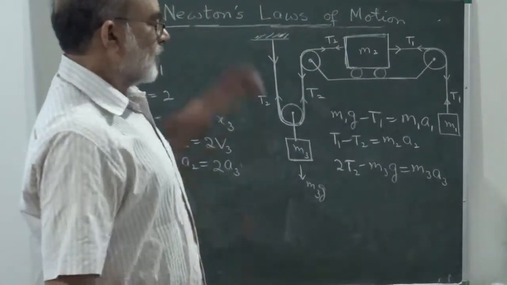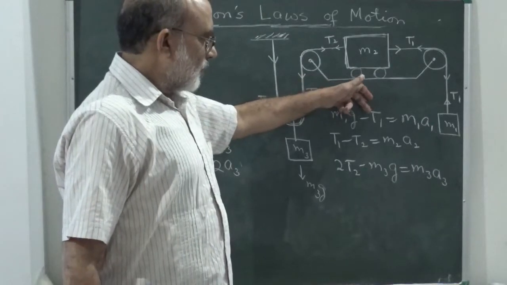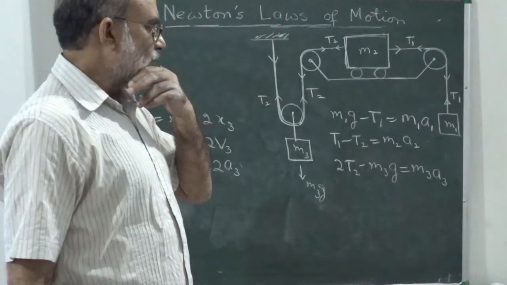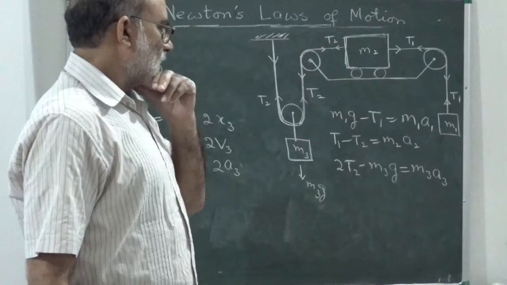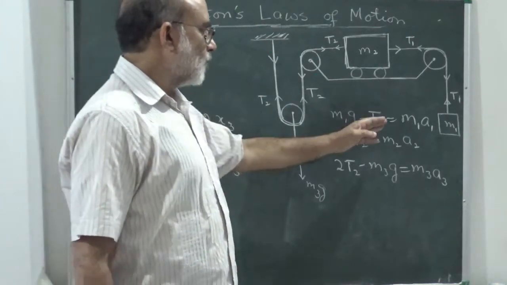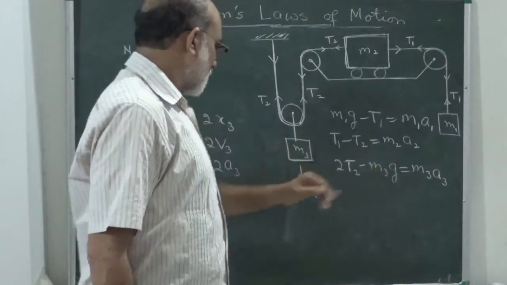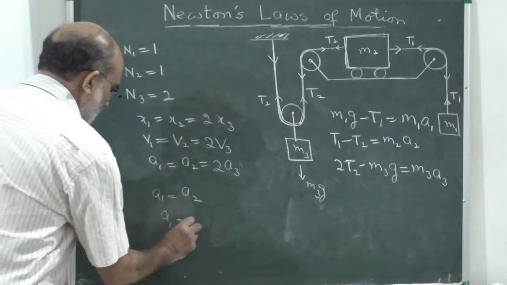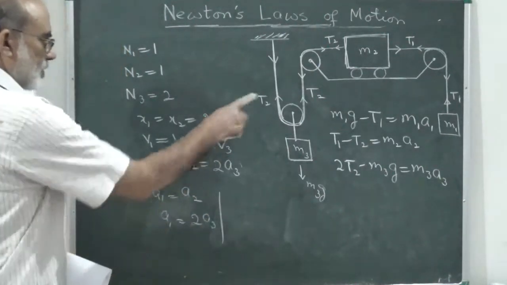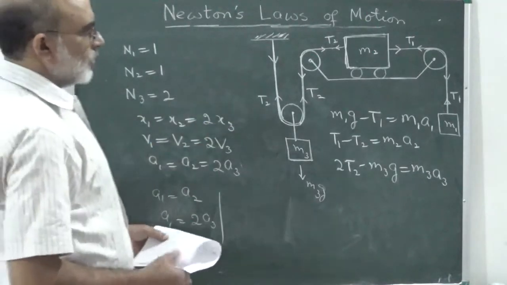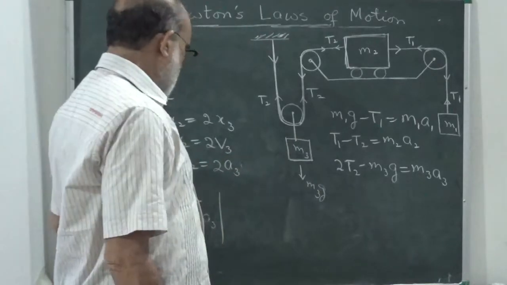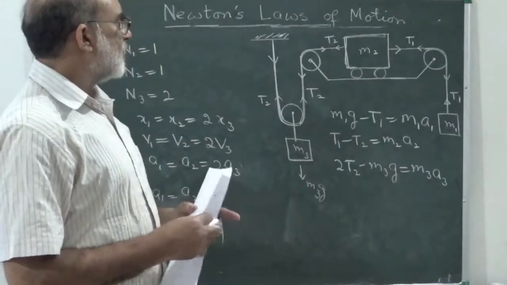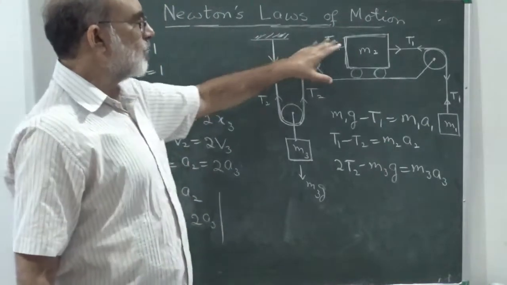Now we have here T1, T2, A1, A2, A3. So we have 3 and 2, 5 unknowns, and we have five equations also. One equation is that A1 is equal to A2, and A1 is equal to 2 times A3. So we have five equations and five unknowns. Find the values of A1, A2, A3 and the tensions T1 and T2. So all this was about Newton's laws of motion and the problems related to multiple pulleys.